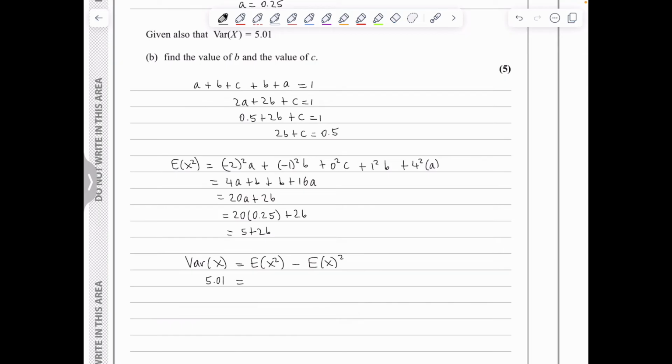The expectation of x squared is 5 plus 2b, and the expectation of x is a half, so minus a half squared. This leads to 5.01 is equal to 4.75 plus 2b, which means that 0.26 is equal to 2b, and therefore we get that b is 0.13, and I can easily proceed in substituting b to be 0.13 here to find the value of c.